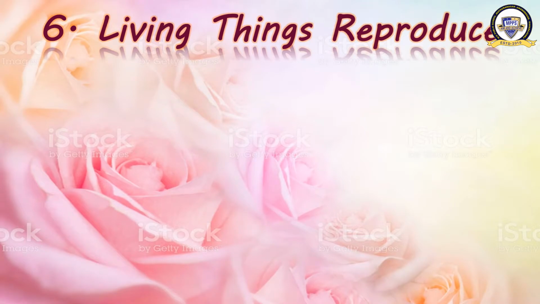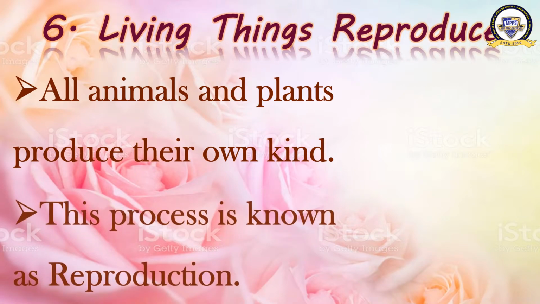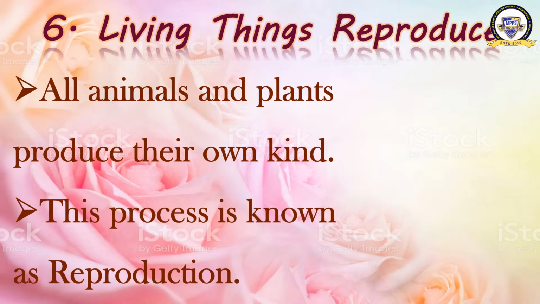Okay. Living things reproduce. That is the next feature. Living things can reproduce. The last feature of living beings, the sixth feature. Let us see what this reproduction is. All animals and plants produce their own kind. All the animals, whether it is an animal, bird or human being, and plants, all of them produce their own kind, similar kind, and this process is known as reproduction.